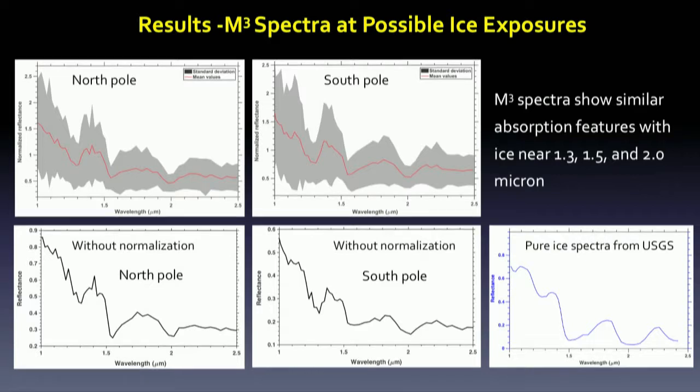And here, for reference, this is pure water ice, and this is what we see in the North Pole and the South Pole. We can see the 3 diagnostic absorption features, 1.3, 1.5, and 2, and also the blue slope. Another thing I want to draw your attention to is the asymmetric absorption feature near 1.5, which also matches the pure ice absorption feature.